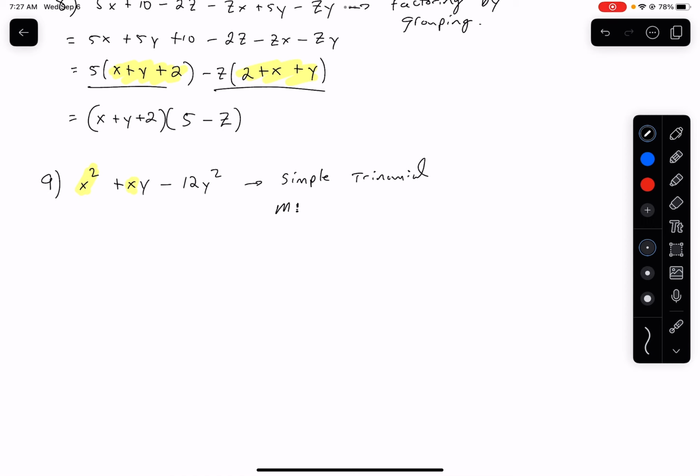We're trying to multiply two numbers together to give me negative 12y squared. That's the last term. And I'm trying to satisfy the addition condition of just y. Okay, so I'm going to ignore the x squared and x because they're kind of marking the fact that it's a trinomial. Okay, so I'm looking for those two conditions.